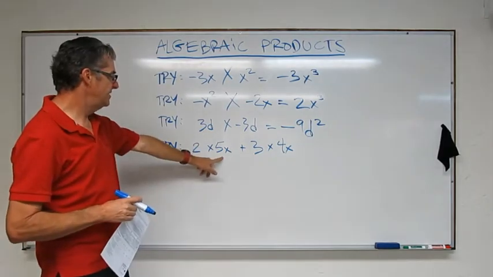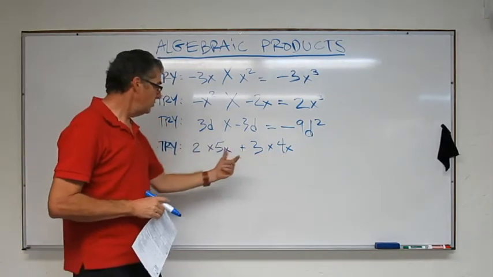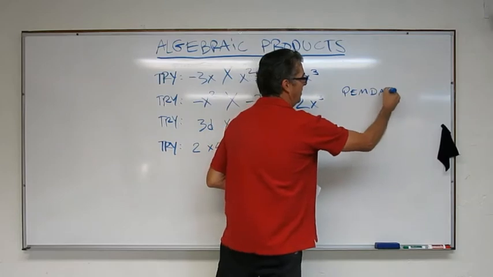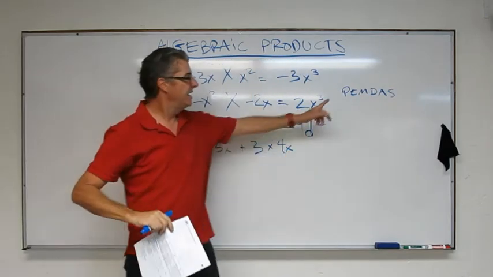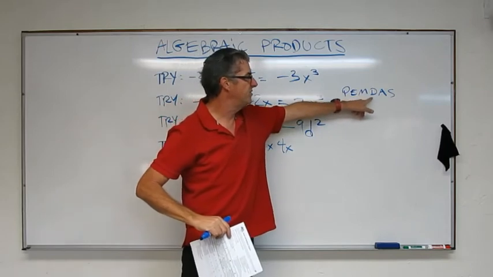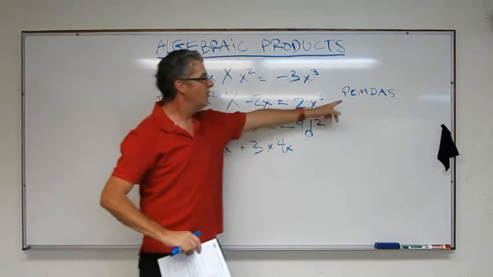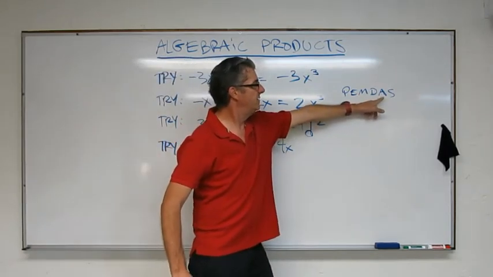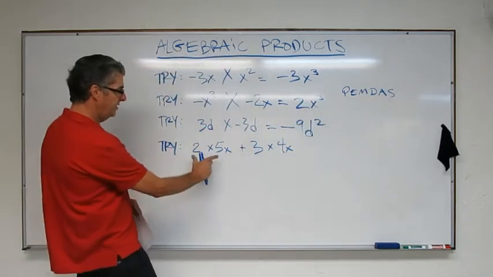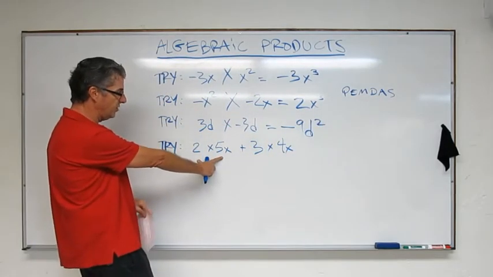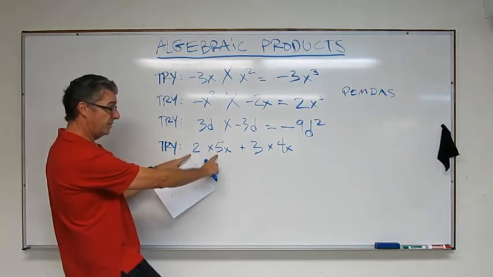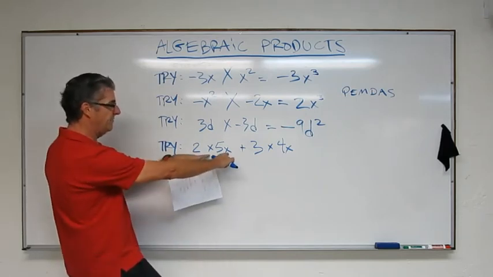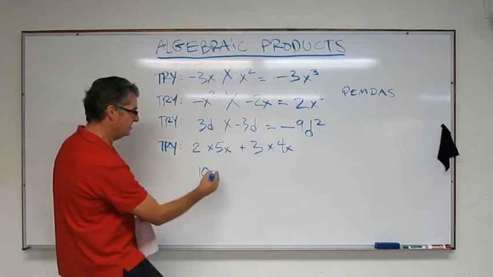2 times 5x plus 3 times 4x. So remember from your order of operations, that's your handy-dandy acronym for remembering that. It's parentheses, exponents, multiplication, division, addition, subtraction. So we know here we've got addition, but we have 2 multiplications, and that comes before the addition. So we have to do our multiplications first. So we're going to use this trick here with the algebraic products. Multiply the signs. They're both positive, so I don't need to write anything. Multiply the numbers. 2 times 5 is 10. Multiply the variables. There is no variable here, so it's just 10x.